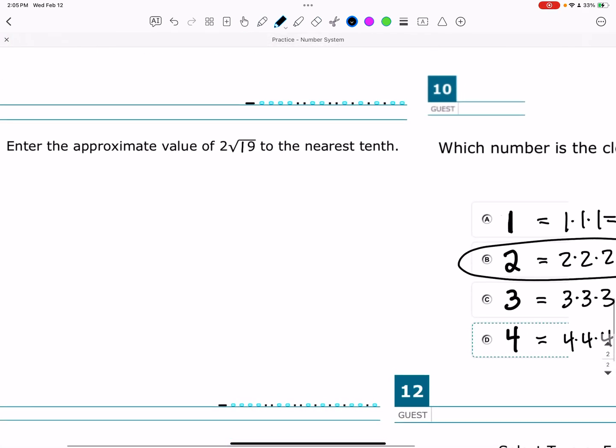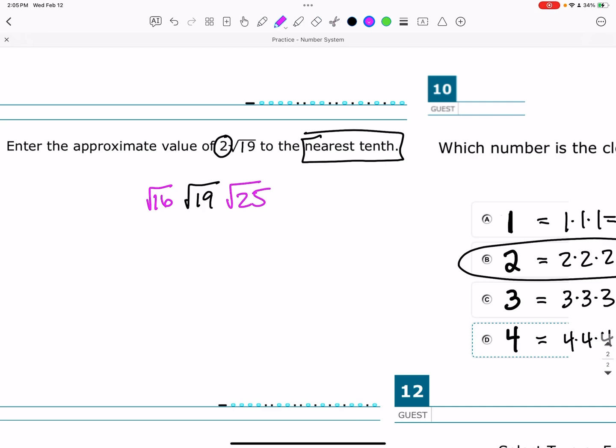All right, approximate this to the nearest tenth. 1 decimal, 1 decimal. Let's see. Square root of 19, I don't know, but this means afterwards I'm going to multiply it by 2. I don't know the square root of 19, but I do know the square root of 16, and I know the square root of 25. This is 3 away from there. This is 6 away from there.